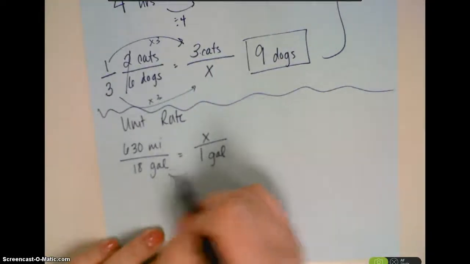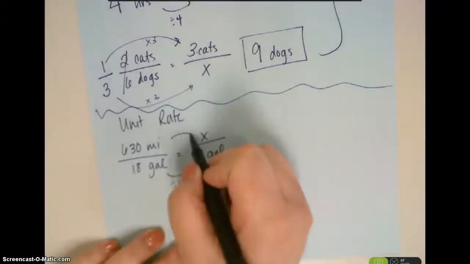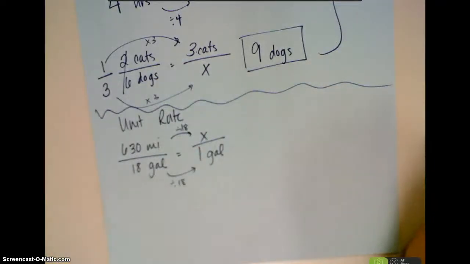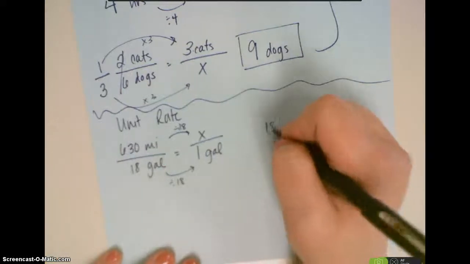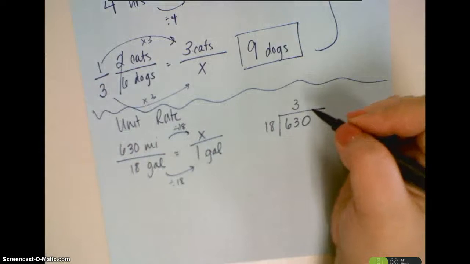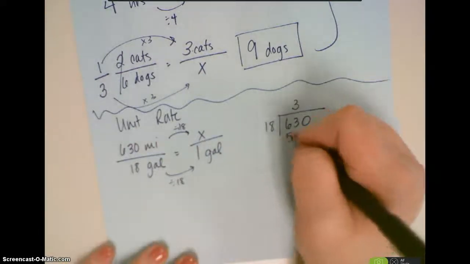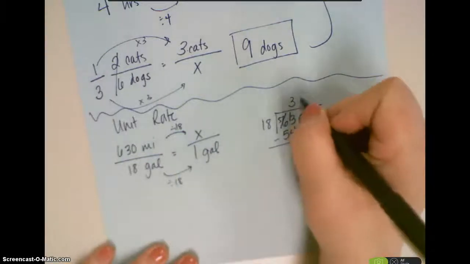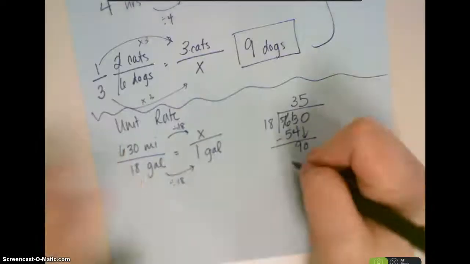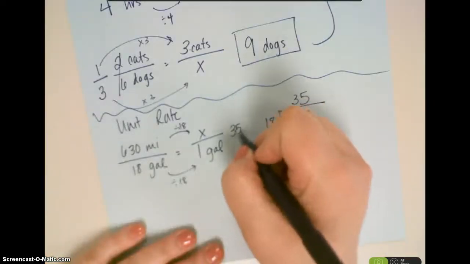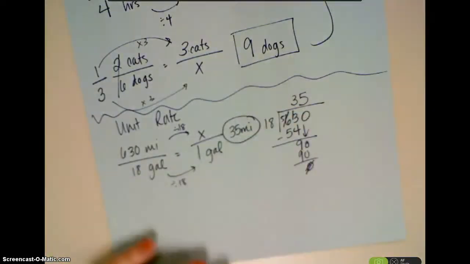So again, I've done this. Now I can do my scale factor of dividing by 18. At this point, we're going to go ahead and divide because I just don't necessarily do that in my head. So I'm going to do 18 into 630. It goes into 63 3 times. 3 times 18 is going to be 54. 9. And I believe 18 times 5 is 90. And so we are going to be able to go 35 miles on 1 gallon of gas.